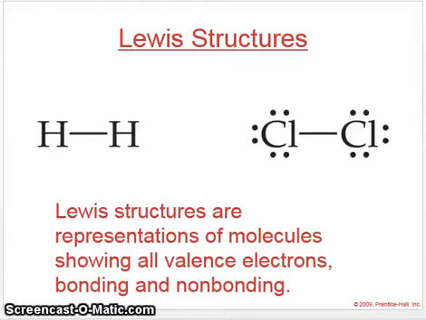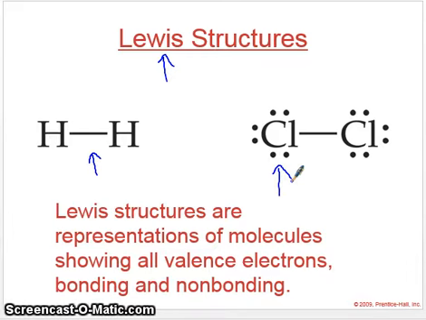This is lesson 3 of chapter 8. In this lesson, we'll talk about Lewis structures. Any molecular compound or any covalently bonded compound can be represented with a Lewis structure. These representations show the bonds and the non-bonding electrons and how they are arranged around the molecule.